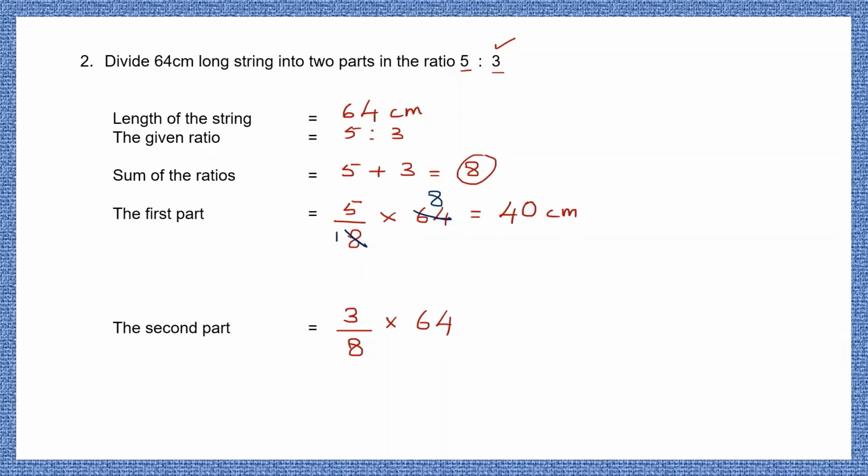64, and now you can cancel. 8 ones are 8, 8 eights are 64. Let's multiply the numerators. 3 eights are 24 by 1, which is 24. So the second part is 24 centimeters. You can check by adding the first part and the second part. 40 plus 24 will give you 64, which is there right at the beginning. 64 centimeters is the length of the strip. There is another way you can do it. Once you find the first part, 40 centimeters, if you minus that from 64, you will get the second part.